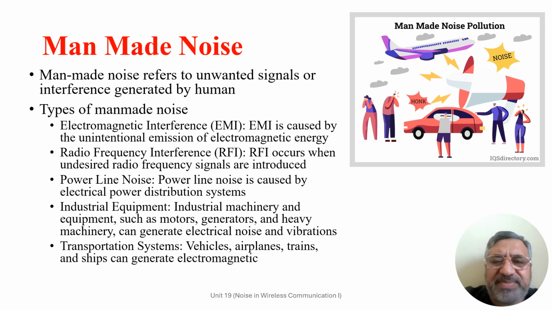Similarly, transportation systems, vehicles, aeroplanes, trains, and ships can also generate electromagnetic noise through their electrical systems, engines, and communication equipment. This noise can interfere with nearby wireless communication systems, particularly those close to the transport infrastructure. And sometimes human activities such as construction sites, manufacturing plants, and crowded urban areas can also introduce additional sources of emissions.